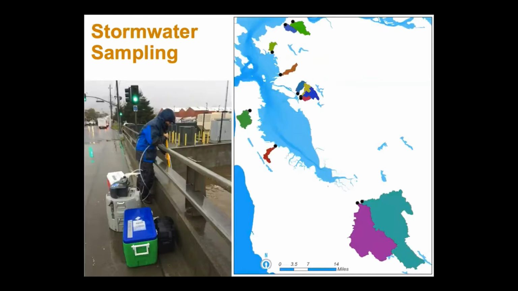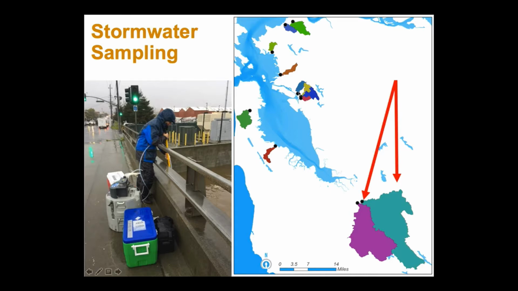For stormwater sampling, we looked at the 12 locations that are indicated by the black dots. Can you see those? Okay, well, they're attached to the colorful polygons, and those colorful polygons represent the watersheds. That's all of the landscape that drains to our sampling points. So for example, this is the Coyote Creek watershed, that teal polygon, and all of the landscape in that polygon drains to our sampling location on Coyote Creek.